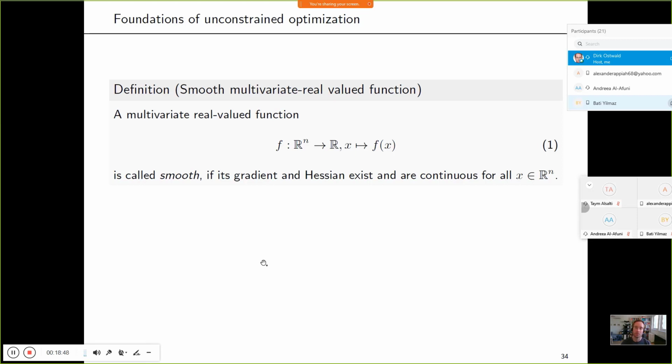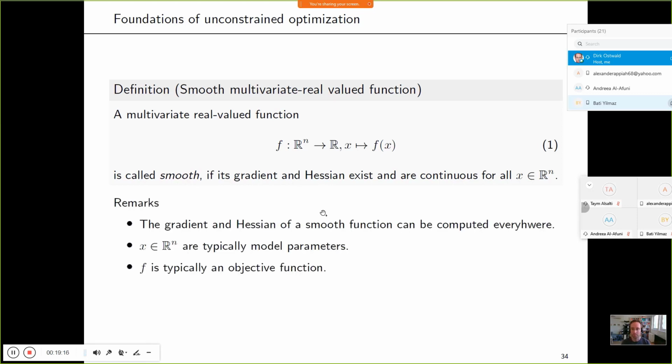To have a gradient and a Hessian, and to make the proofs that we are looking at for the different conditions for minima of functions work in a second, we need to assume that this function is smooth, which means it's continuous. It doesn't have any jumps in it, and it has a gradient and a Hessian that we can compute. So the x later on are typically model parameters, and f is typically an objective function.